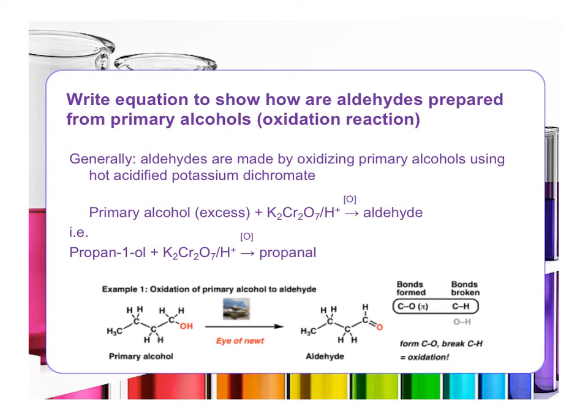How are aldehydes prepared? Well, they're made by oxidizing primary alcohols. And it is important that we don't just look at any alcohols, they have to be primary alcohols. Because in a primary alcohol, the functional group, the hydroxyl, is on the end of the carbon chain. And we need to use an oxidizing agent such as hot acidified potassium dichromate.